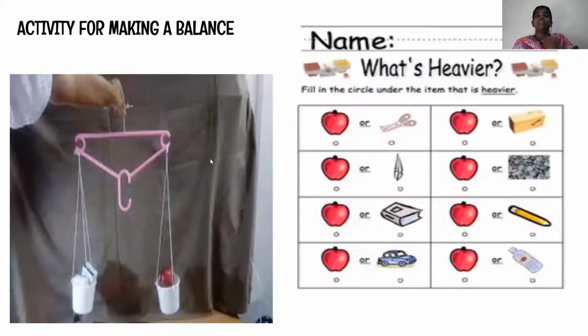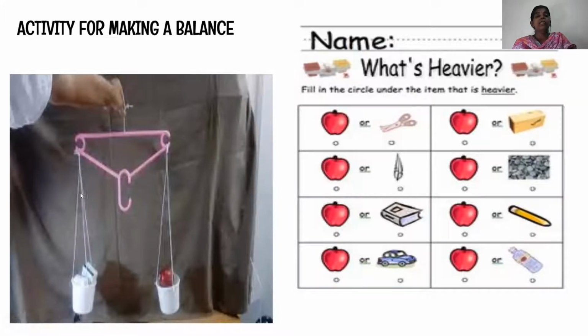And here is an activity for making a balance. You can also try this type of balance at home. It's very easy. You can take one cloth hanger, and you can take six strings, six threads of equal length, which can be tied to use-and-throw cups. These are all the use-and-throw cups. On two sides you have use-and-throw cups.